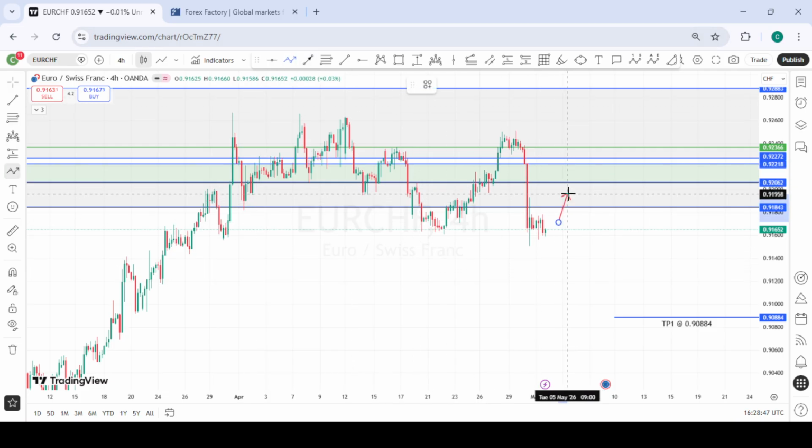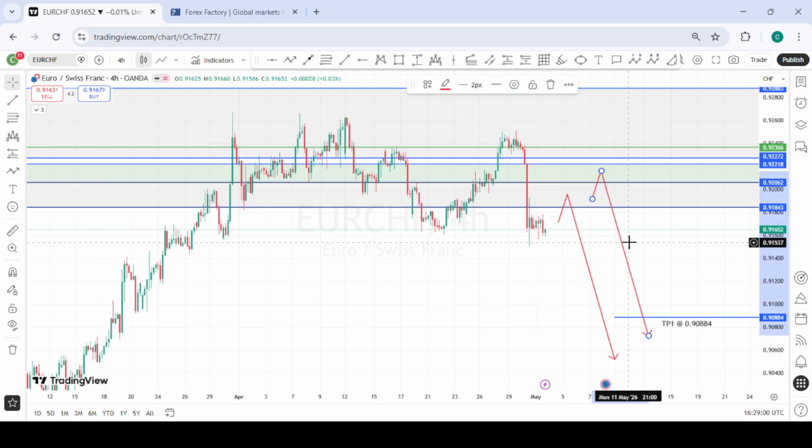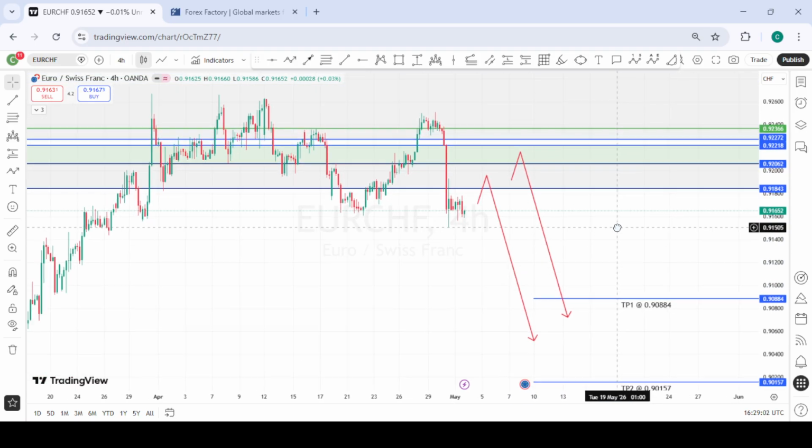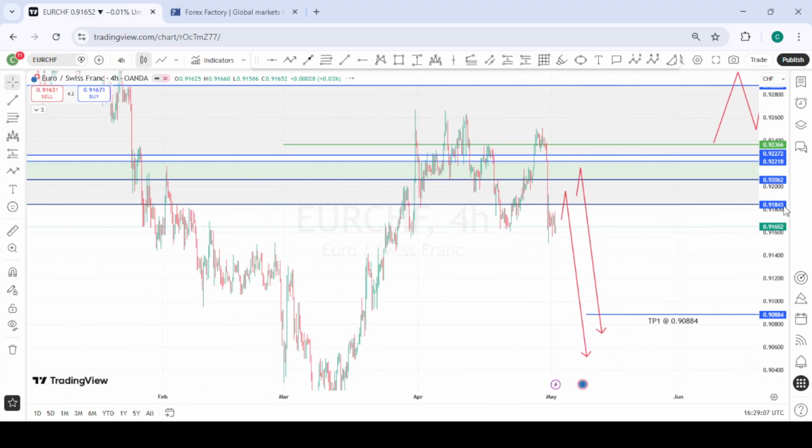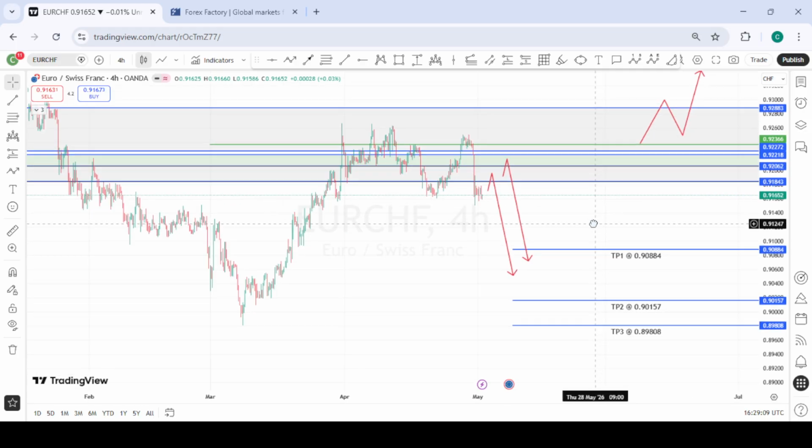two areas of interest. If price retests this first area of interest, look for selling opportunities to the downside. Price may also retest the previous zone we had. Should price retest the second zone above, we will still be interested in taking the sales from there to the downside. So these are the various targets we have for EURCHF.